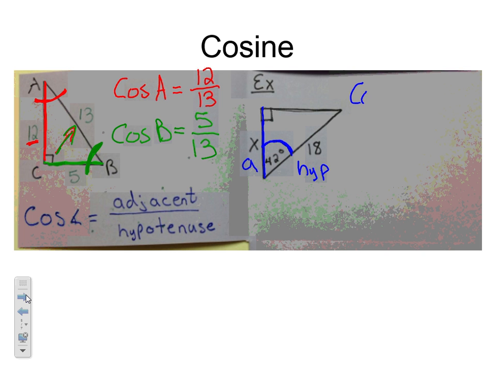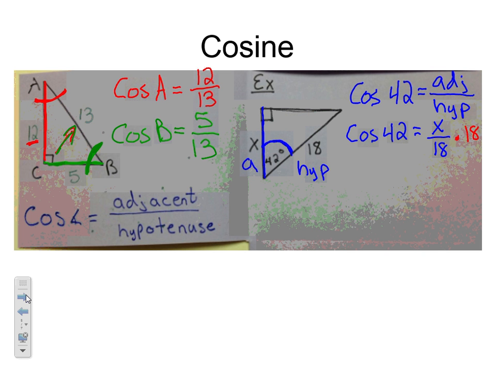Because cosine of 42 equals the adjacent, ADJ for abbreviation, over the hypotenuse. So now we're going to plug in what we know. We know that the cosine of 42 equals the adjacent, which is x, over our hypotenuse, which is 18. Now to get x all by itself, we need to get rid of this 18, so we're going to multiply both sides by 18. There, we're going to cancel.